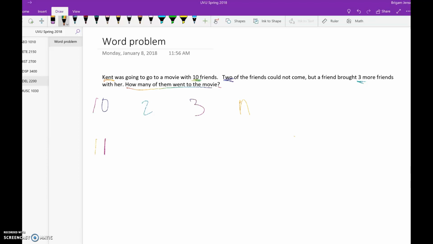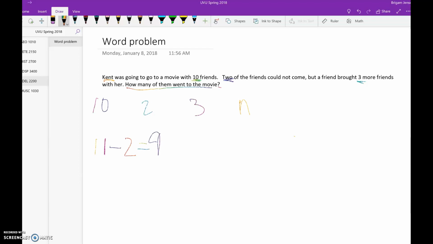Okay, now our next number is the 2. And let's see, 2 of the friends could not come. Oh man, 2 people had something else to do, were doing their homework or something. And so they couldn't come. So we're going to do 11 minus 2. Take away those 2 people that had to do their homework. So that gives us 9. We're at 9 people now.